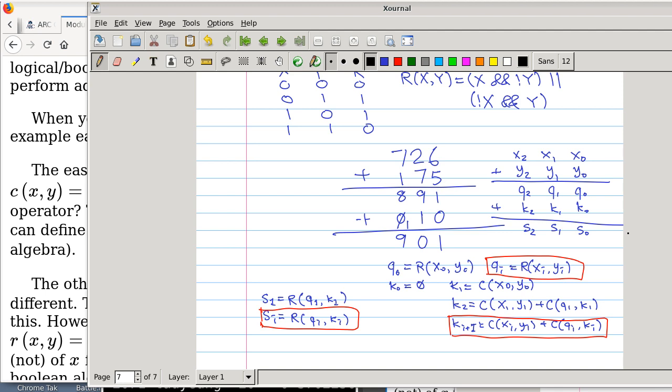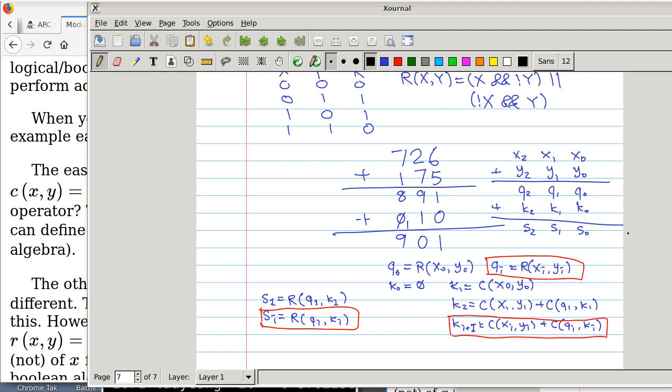What about the k's? Well, k0 is usually assumed to be 0, but it doesn't have to be assumed to be 0. So sometimes we just call it k0 as an input, other times we look at it just as 0. So that's an exception to the rule. What about k1 and k2? In general, k i plus 1 is the carry of adding x i, y i. So when you look at k1, it can be because of x0, y0. It can also be because of q0, k0. So both of these partial additions can contribute a carry to k1. Is that okay?